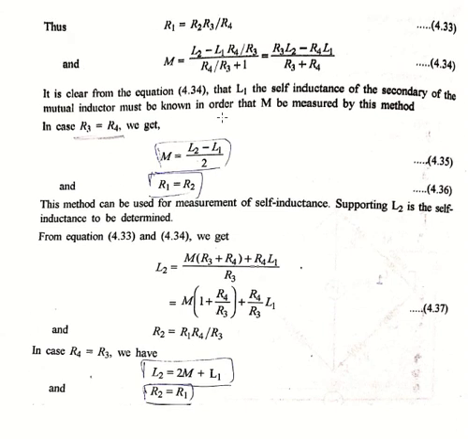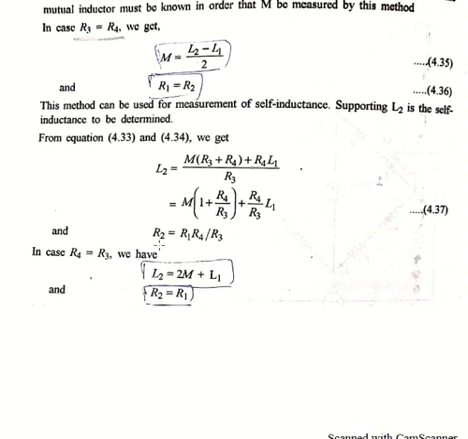And our R2 equals R1 R4 divided by R3. Like in the second case, if we are taking L2 as the unknown quantity, we will have R2 as an unknown parameter, so R2 will equal R1 R4 by R3, which is the same as our equation 4.33.